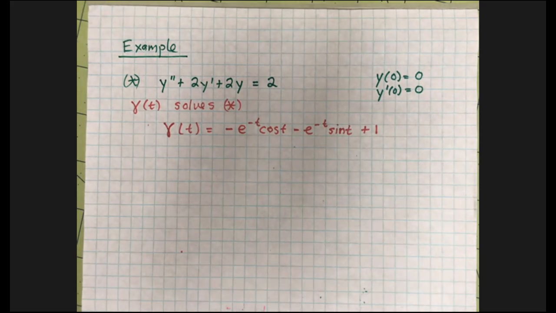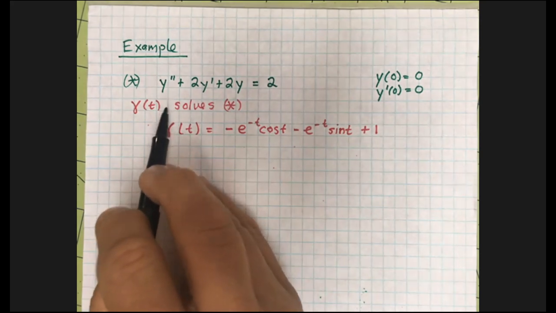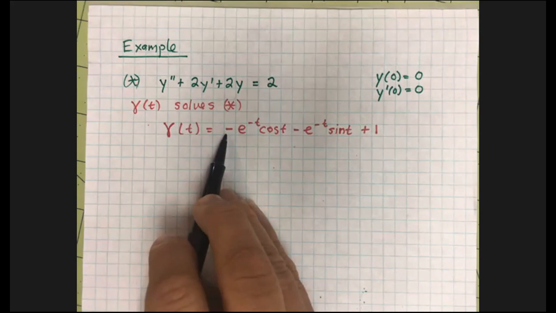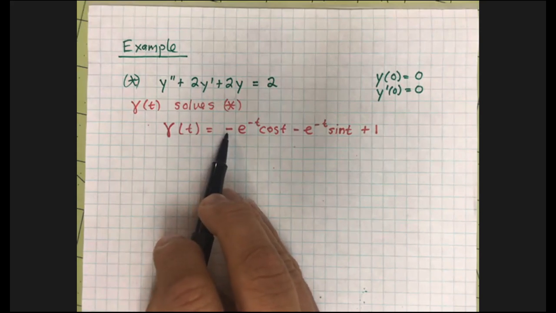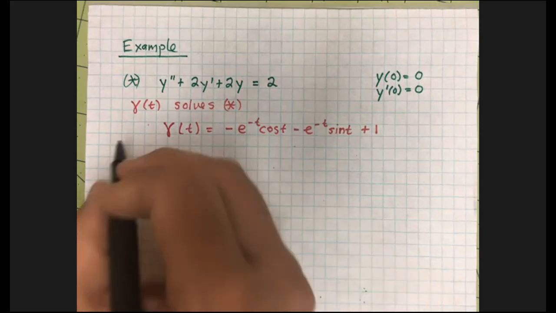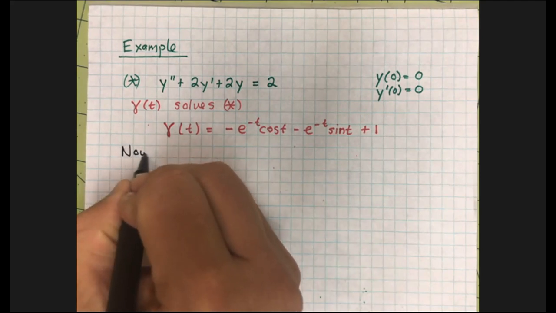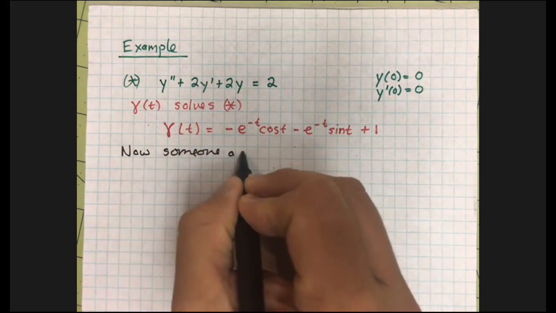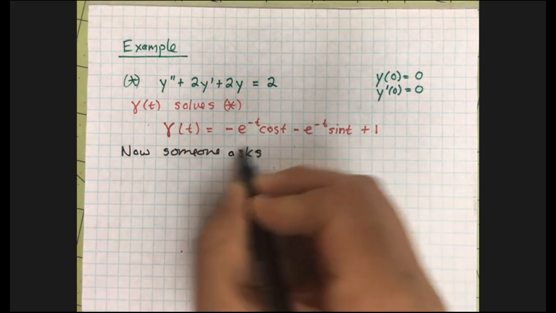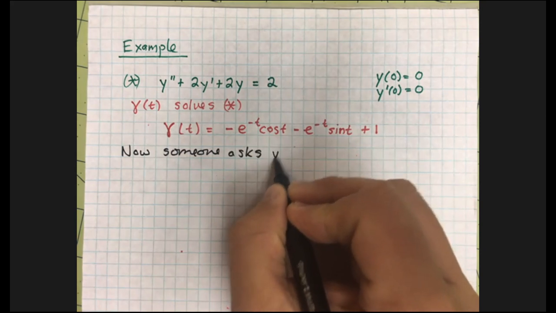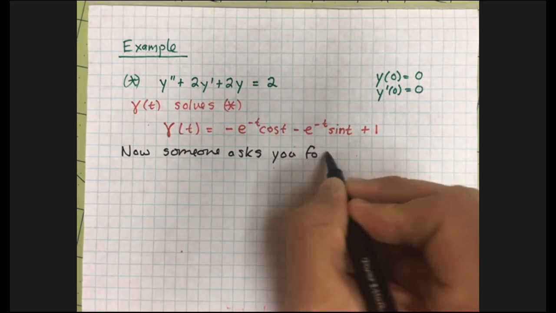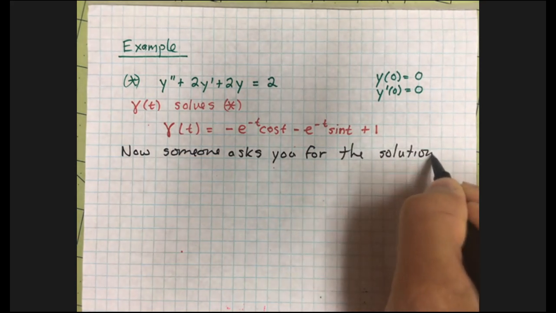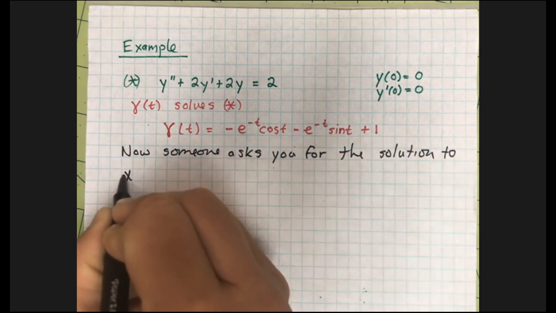Well, what's left to do? Because your first question is, right now, Dave, you told us the input, you told us the problem, you told us the answer. There's nothing left to do here. You've revealed the whole thing. Oh, but now you get a new problem. So now your friend comes up to you and asks you for the solution to a new problem.